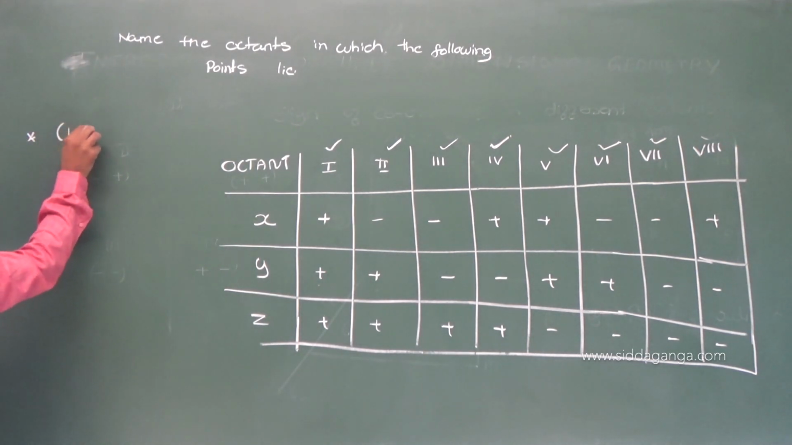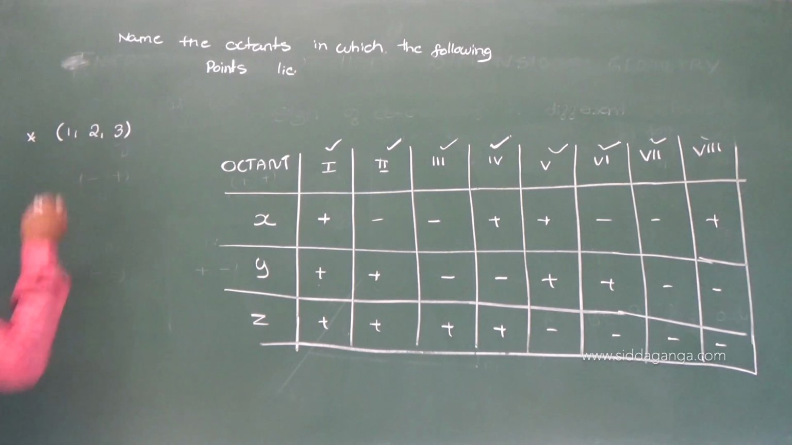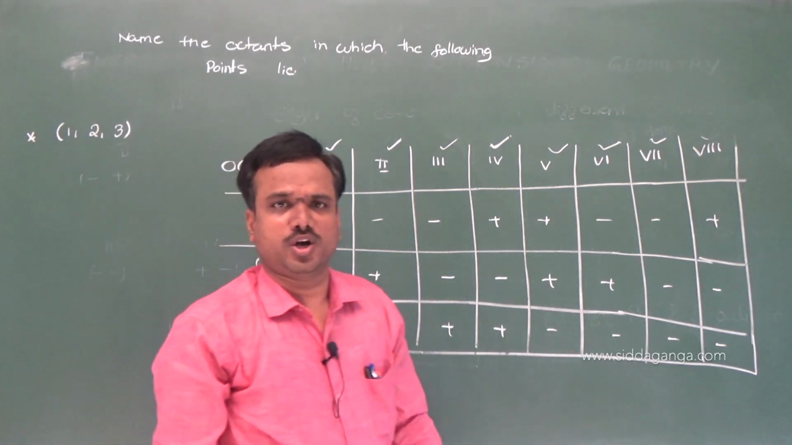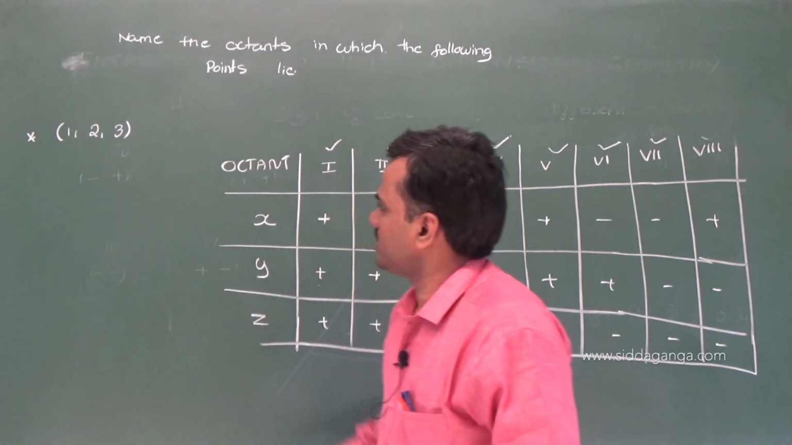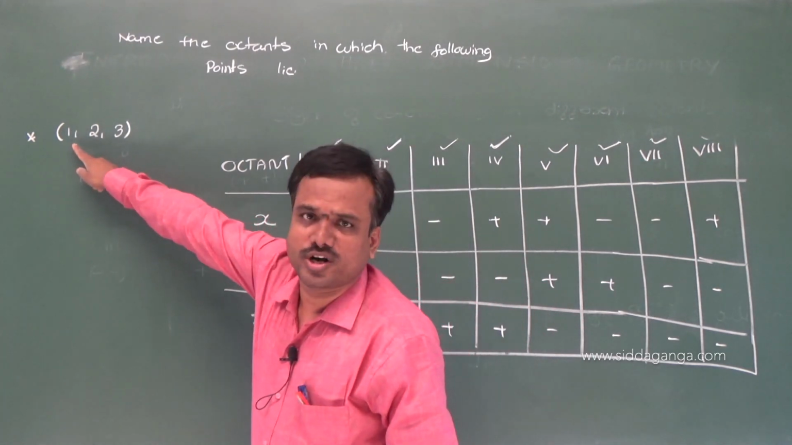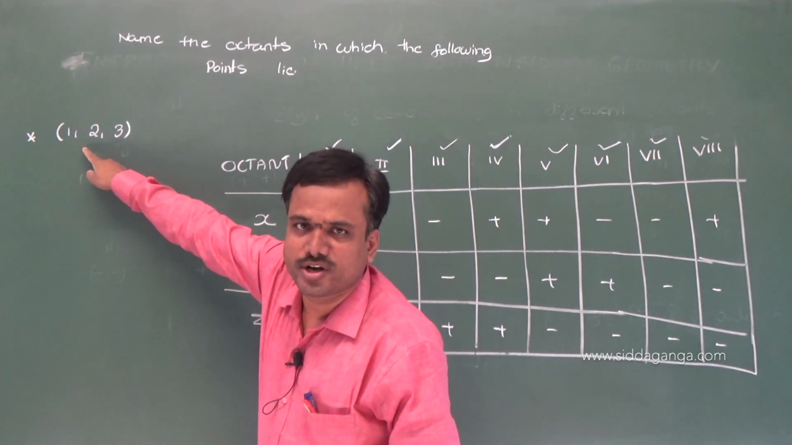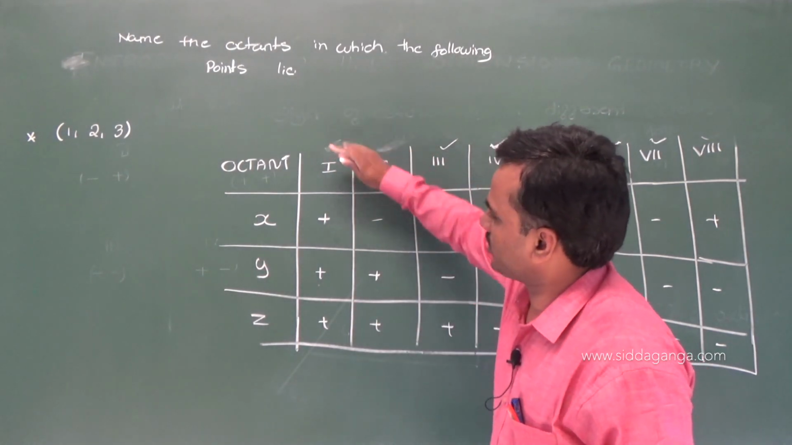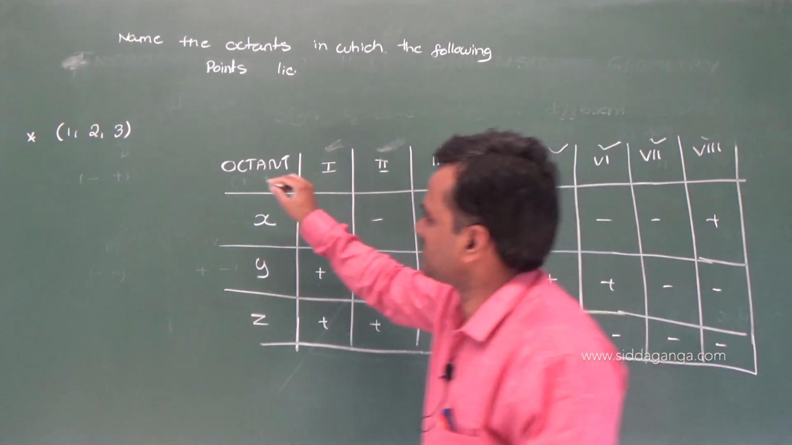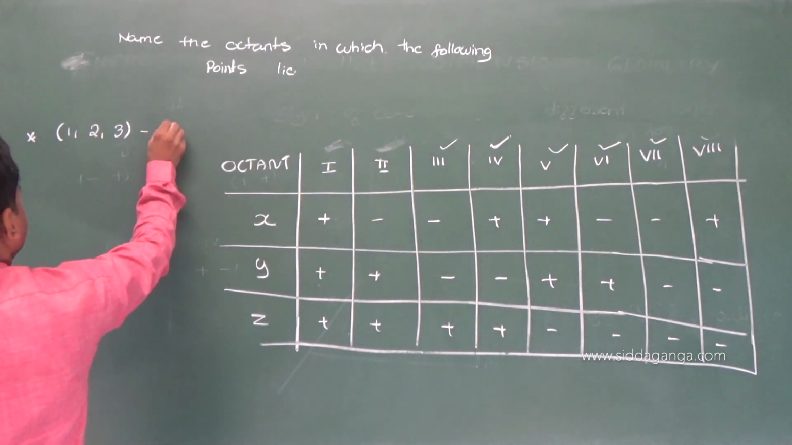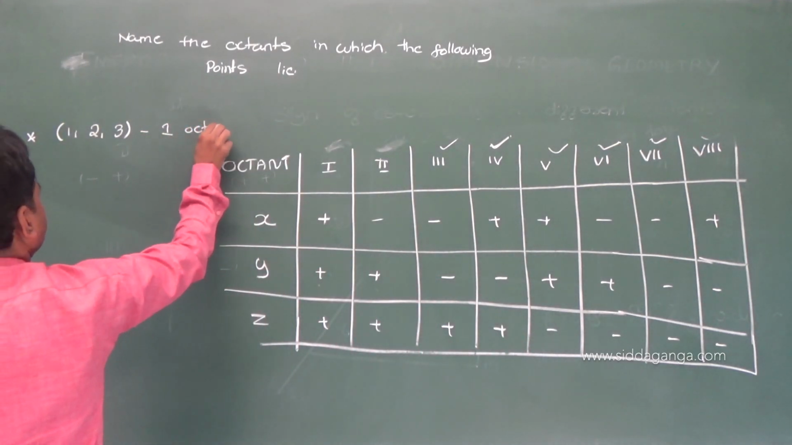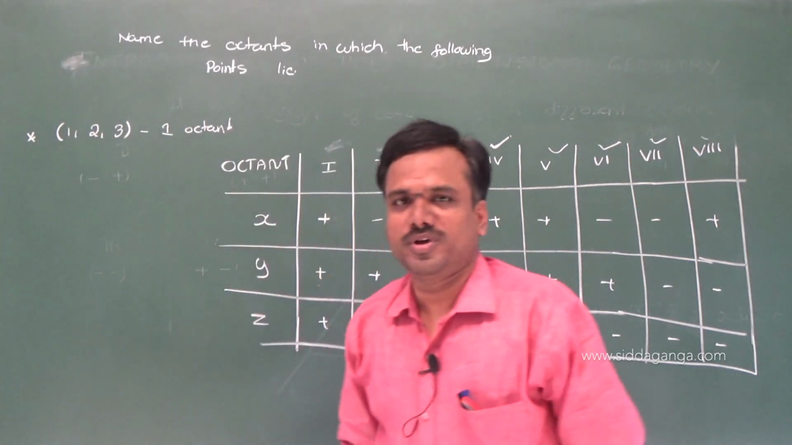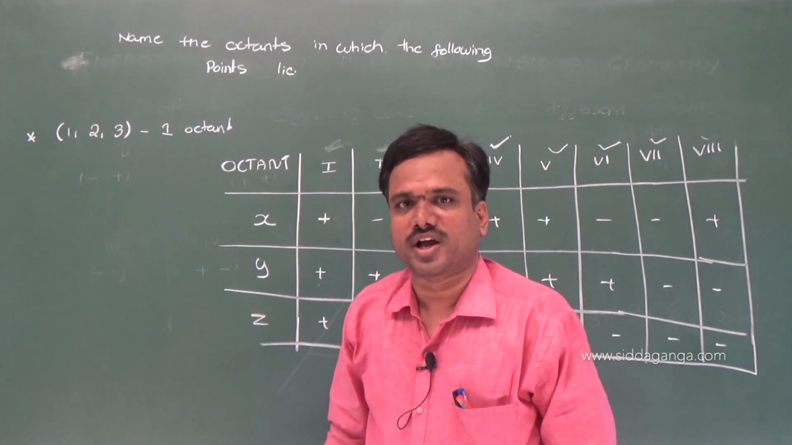The first point, 1 comma 2 comma 3. Observe carefully, x coordinate is positive, y coordinate is positive, z coordinate is positive. All are positive means it is nothing but the first octant.